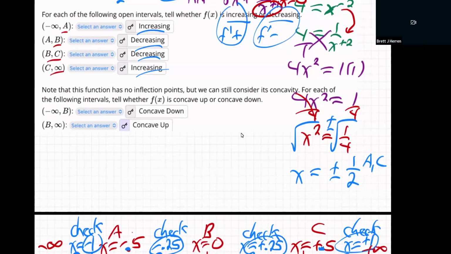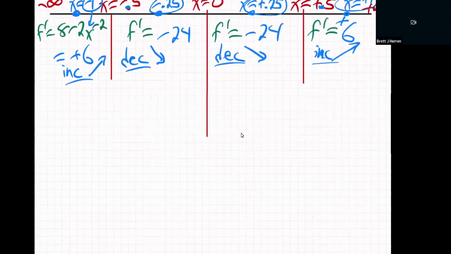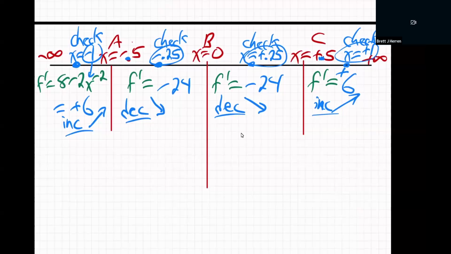So last thing last here, we have to do the inflection points. Well, I'm sorry, the concavity. So the concavity is the second derivative, right? If the second derivative is positive, that's concave up. And if the second derivative is negative, that's concave down. And we check concavity, but notice we're only checking around B, just left of B and right of B.